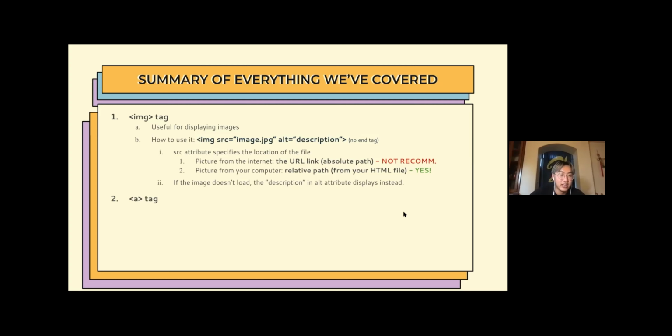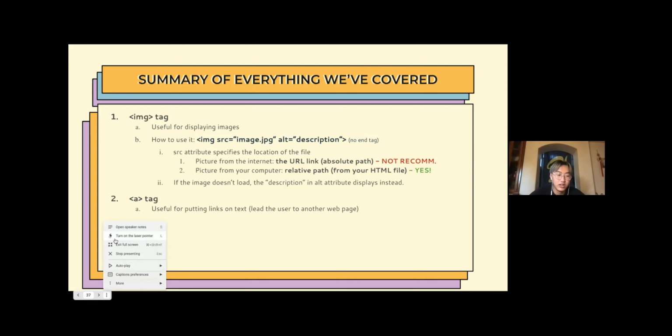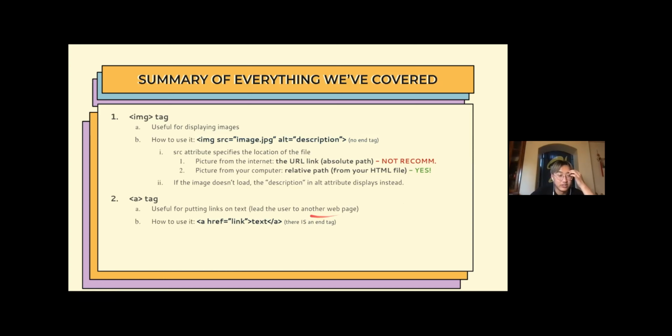And then next we have the a tag, which is useful for putting links on the text, so it's leading to a different web page for the user. This is how you use it. We have the opening bracket, we have a, and then href equals link. Oh, and make sure you have spaces in between these attributes, source, alt, href, so that the HTML file knows that we have different attributes at work here. And href equals link, and then text in the middle, and then /a. And there is an end tag for this one.